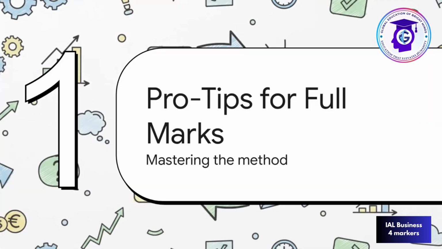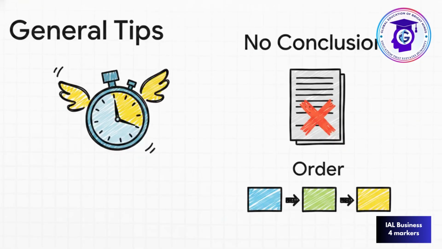So now you have the formula for each question type. Let's just quickly run through some general tips that apply to all 4 markers just to help you really master this technique for exam day. First off, be efficient. These are quick wins. Get in, hit your 3 points, and get out. Don't spend 10 minutes on a 4-mark question.